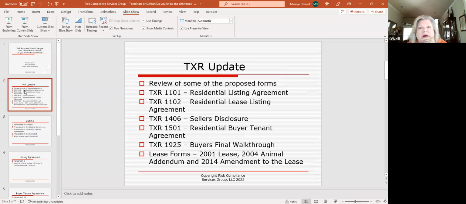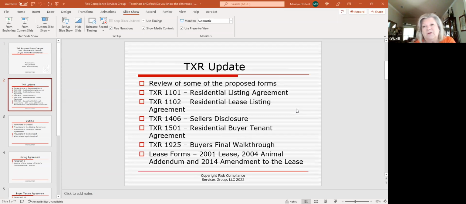So we'll get started here on our proposal. Okay, some of the forms that I'm going to talk to you about today are in draft form. That doesn't mean that they haven't been approved already, or maybe changed with approval. The biggest ones are the listing agreements, both for sale and for lease. I'm going to point those changes out. The seller's disclosure, the residential buyer tenant agreement, and the buyer's final walkthrough.